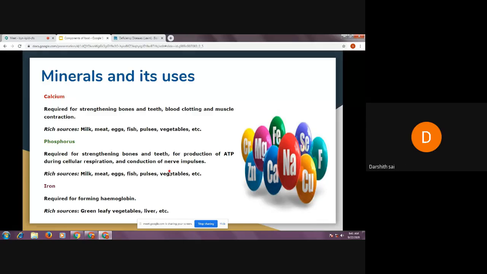Is it clear, children? Yes, sir. Next, iron is required for forming hemoglobin. So why is your blood red in color? Because of hemoglobin. Okay, because of hemoglobin our blood looks red in color. What is hemoglobin? Hemoglobin is one type of substance which is present in the blood.